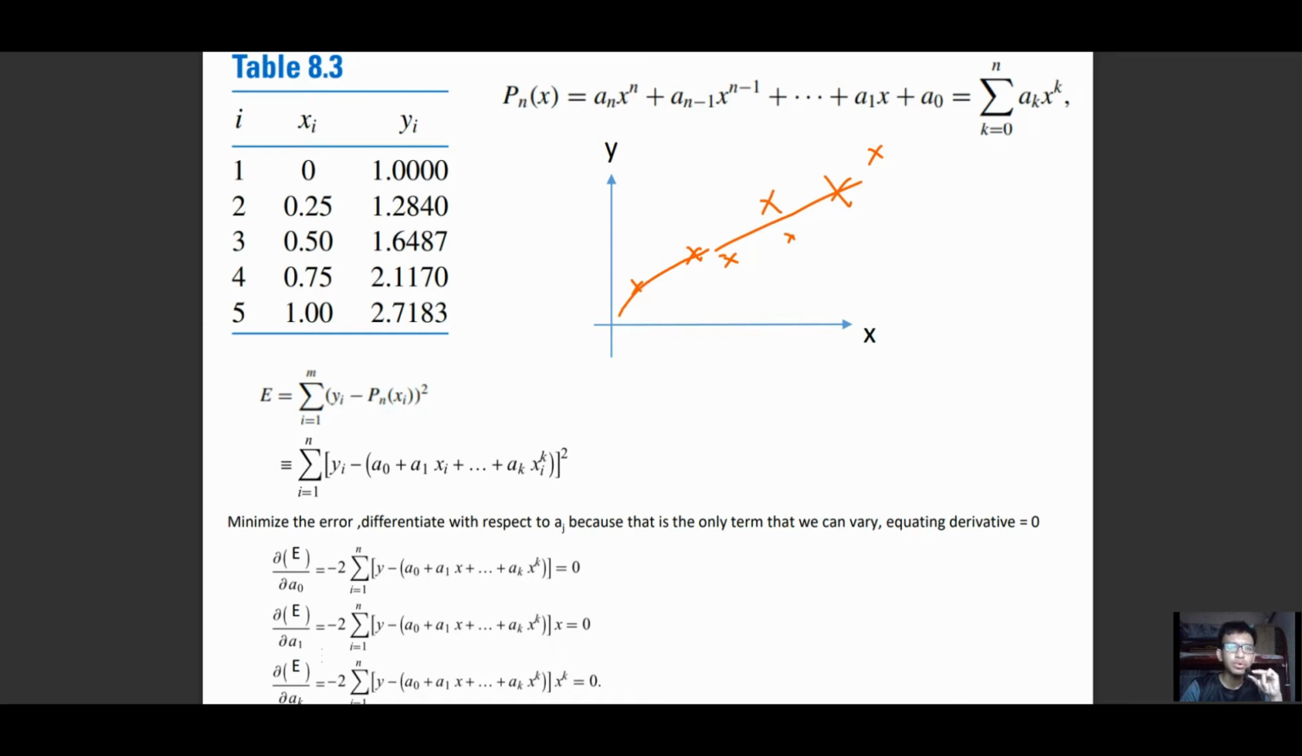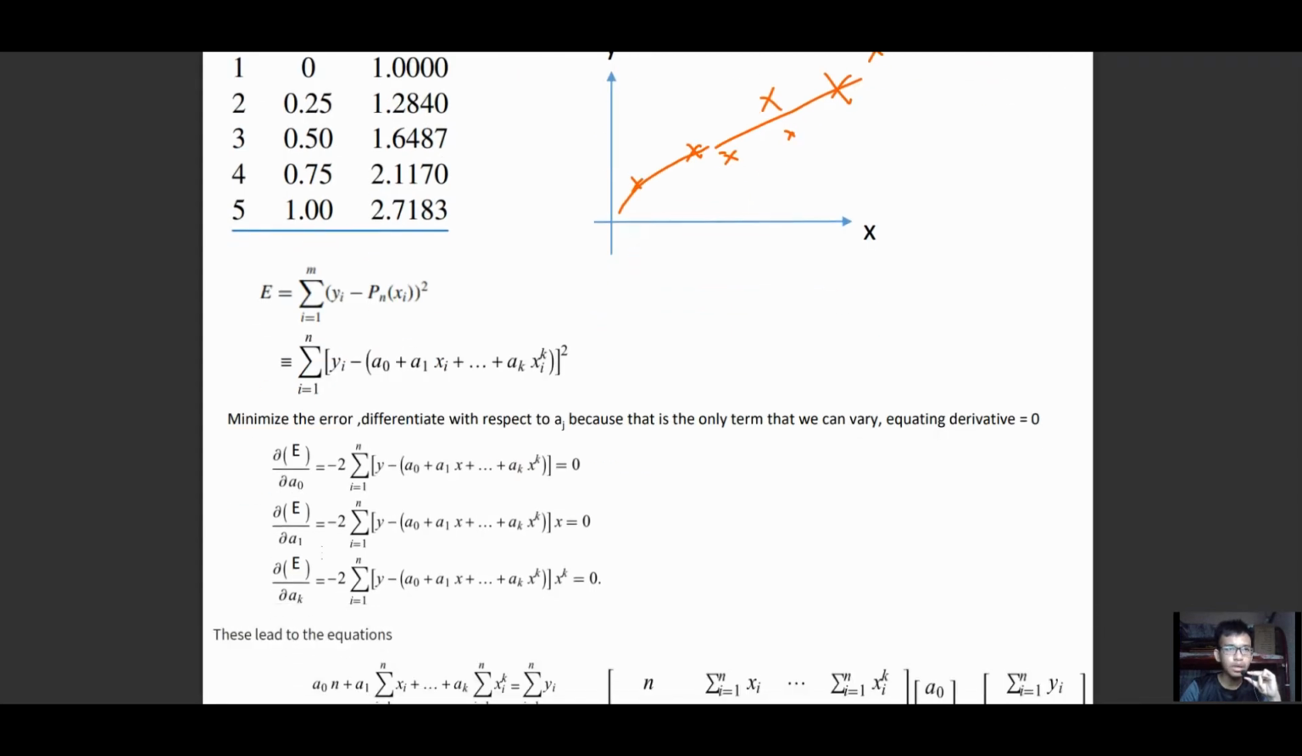So to avoid that from happening, we square. Actually we can use absolute value, we use modulus, but the reason we use square instead of absolute value or modulus is because modulus is very hard to compute algebraically, very hard to manipulate algebraically. Okay, and then we minimize the error.